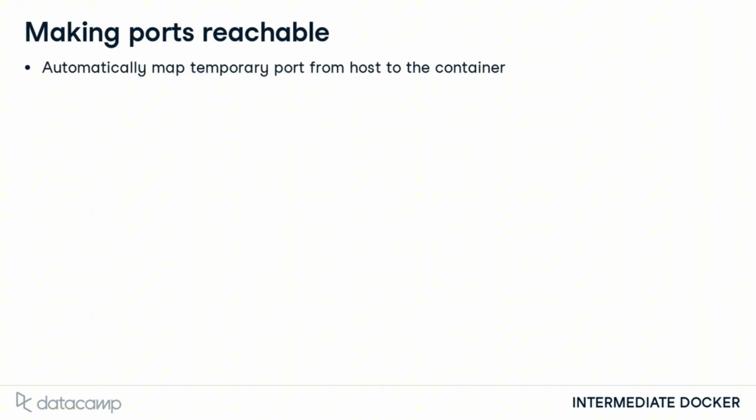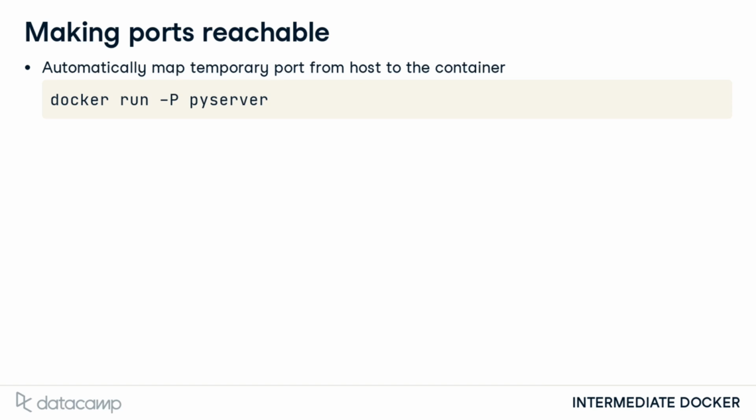Now, we'd like to make the ports reachable from outside the container. The simplest method is to use the docker run -P flag, which will automatically assign an ephemeral port from the host and map it to the internal container port. Note that this differs from the previous chapter, which used a manual mapping with the -p flag.